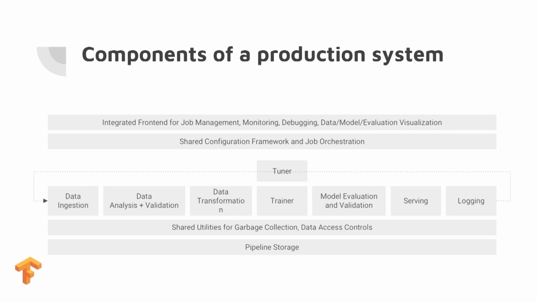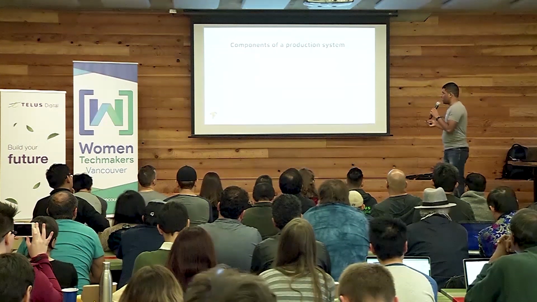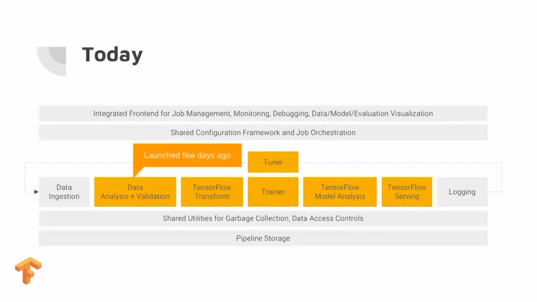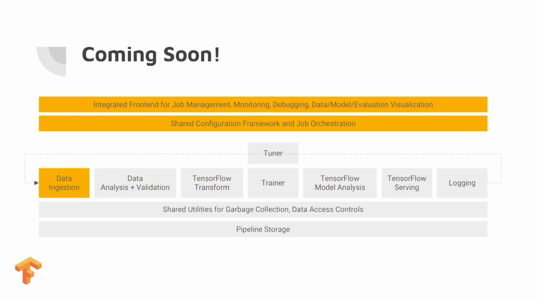All right, so we talked about components of a production system. This is the overarching view of what a production system for a machine learning system should look like. It doesn't have to be, but this is what it should look like. What do we have today? Today, we have tuner, data validation, TensorFlow Transform, trainer, analysis, and serving. These components are already present right now, available to everybody to use. What is coming soon? Soon, we will have an integrated front end for management of these jobs. These are all the things that are happening in the Kubeflow project, so you can keep tabs on what is happening in there. A shared configuration across teams, so you can even move a model across teams, or the whole organization setup.